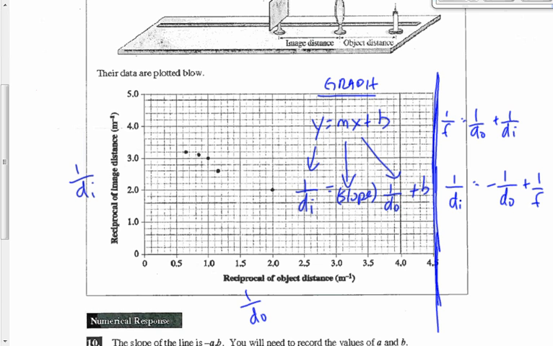Okay, let's cross off things that appear in both. 1 over di appears in both. 1 over do appears in both. What are we left with? Well, the slope is equal to negative... what?